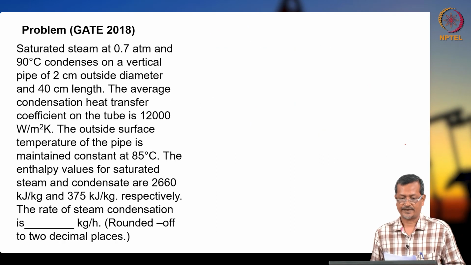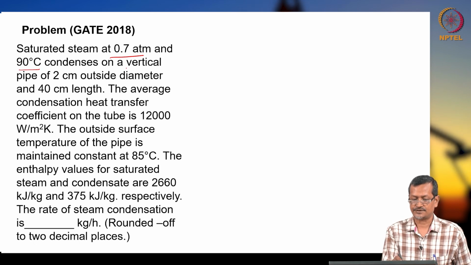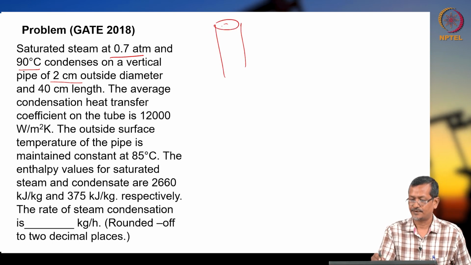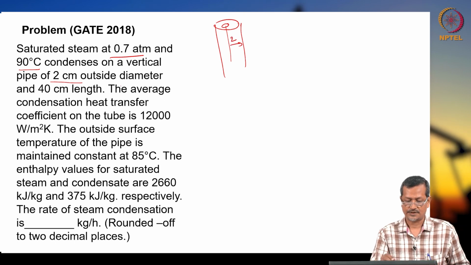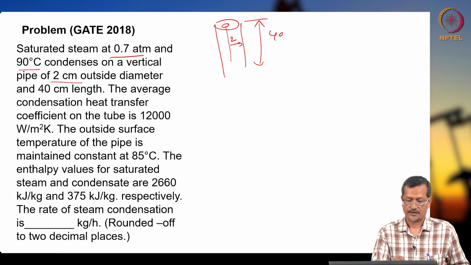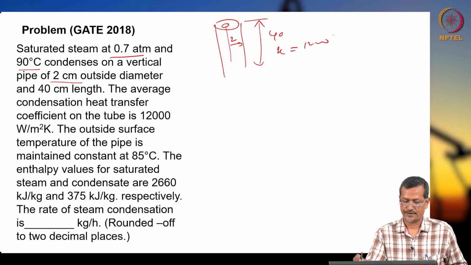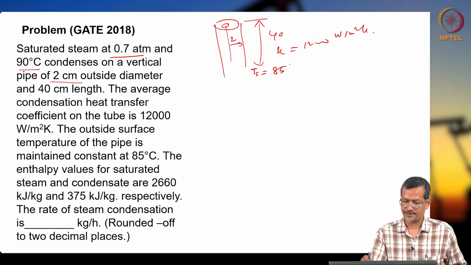So another problem from GATE again. Saturated steam at 0.5 atmospheric pressure and 90 degrees centigrade condenses on a vertical pipe of 2 centimeter outside diameter and 40 centimeter length. The average heat transfer coefficient is given as 1200 watt per meter square K. Outside surface temperature is given as 85 degrees.